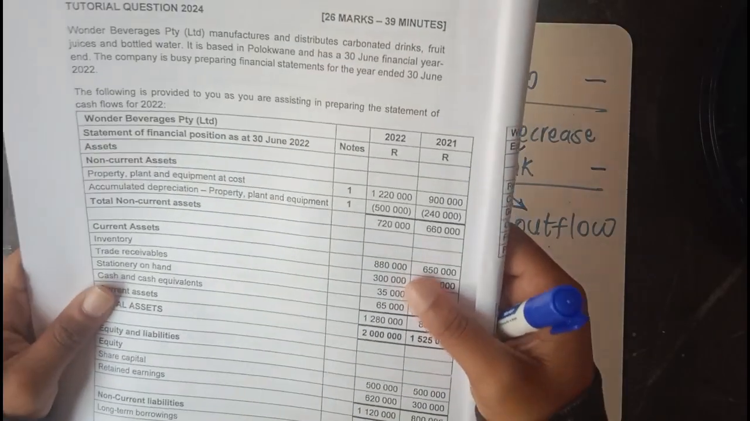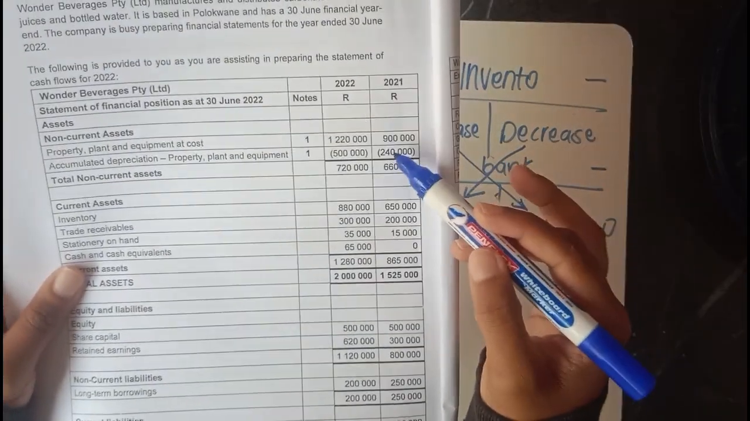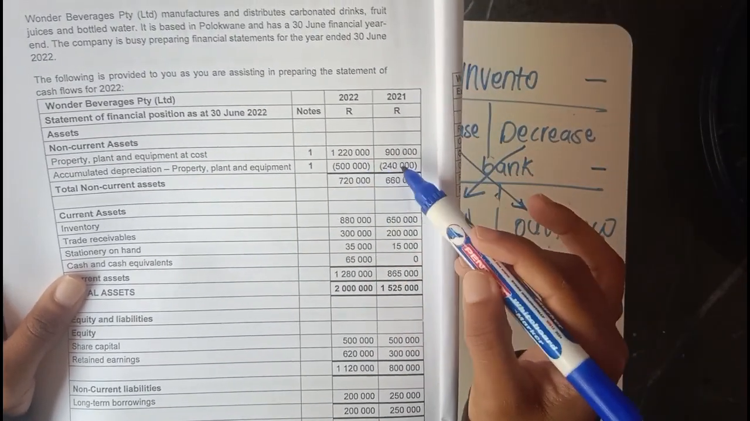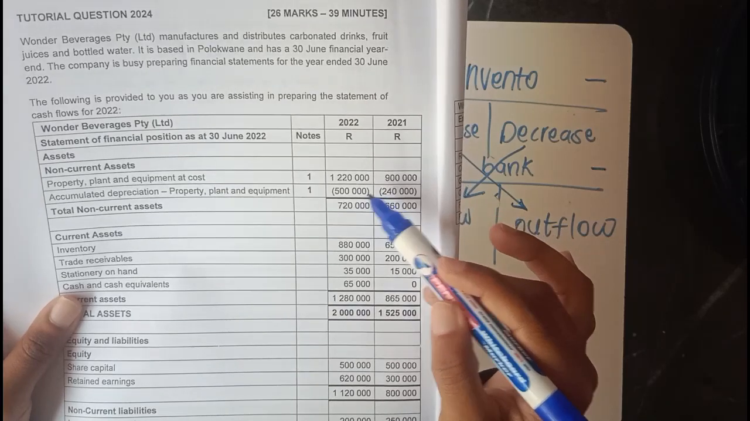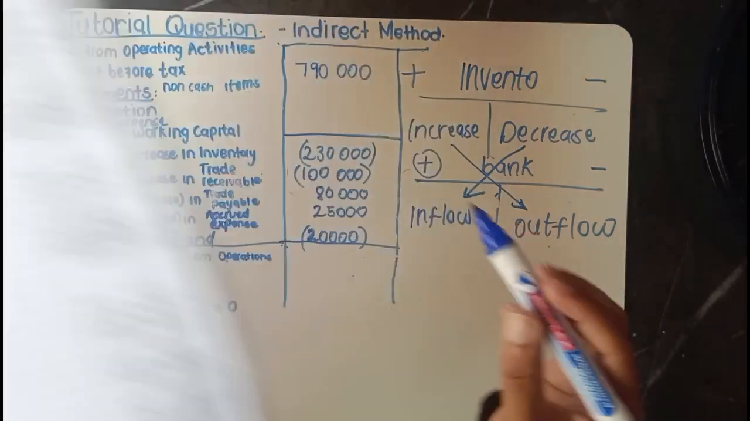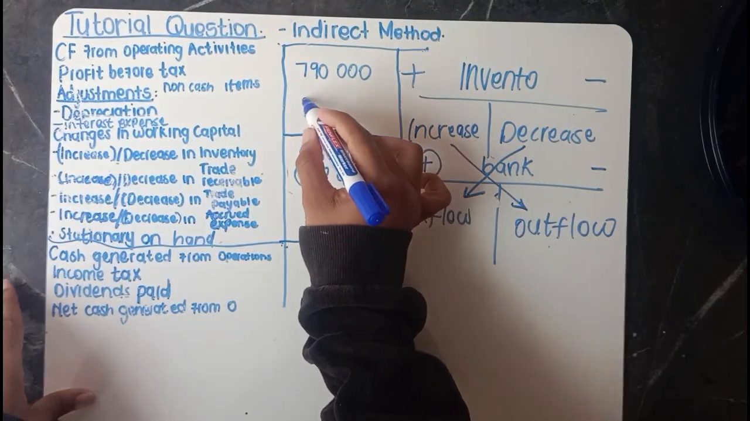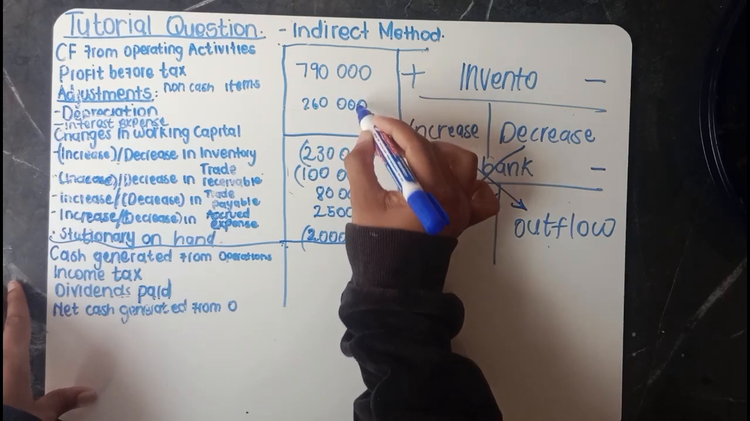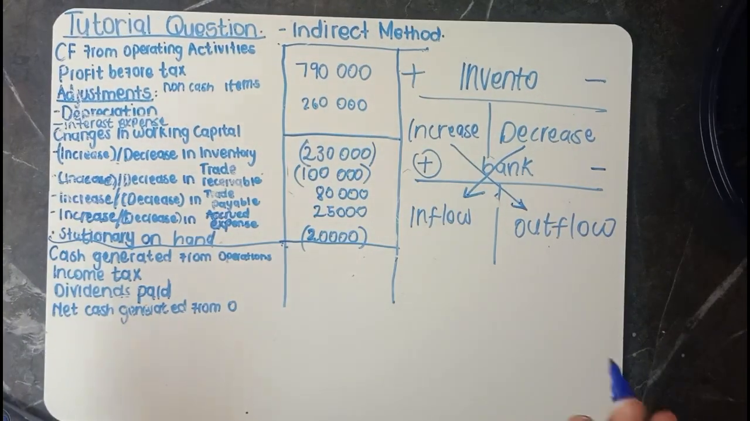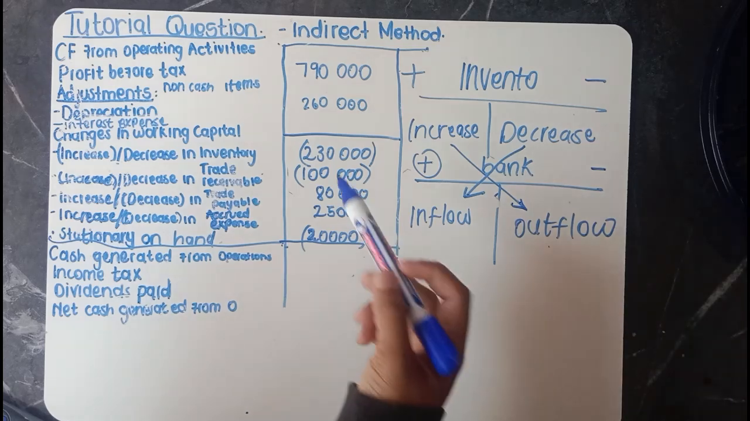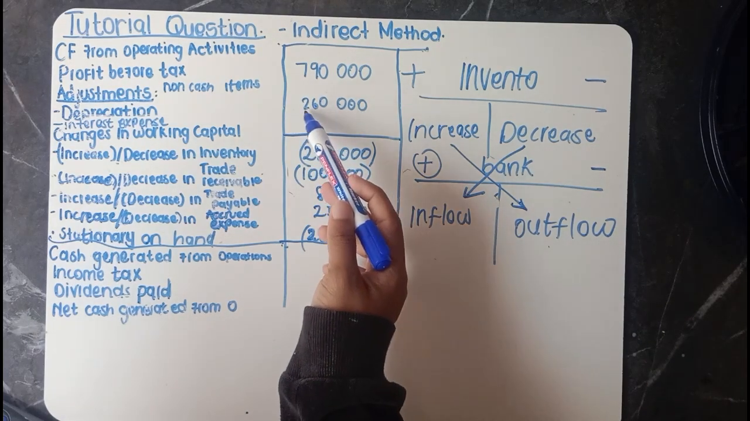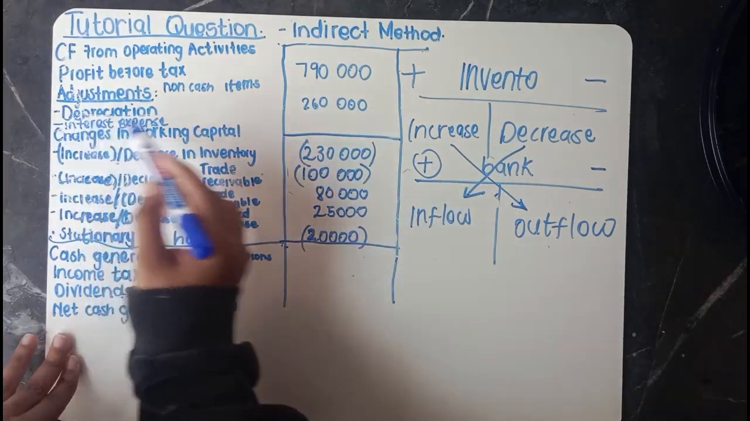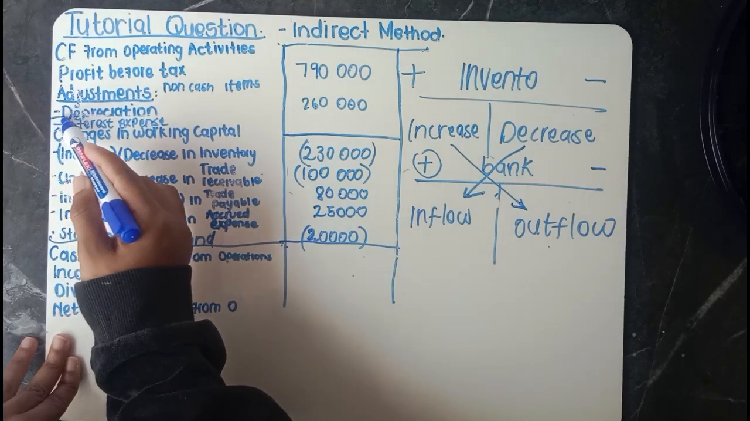So your depreciation amount, how do we get it? You go to accumulated depreciation and look for the difference. You're going to have a difference of 260,000, meaning your depreciation will be 260,000. It's a positive sign because it is an expense. Now you move on to the adjustments here.